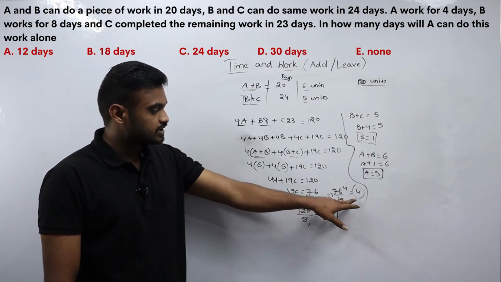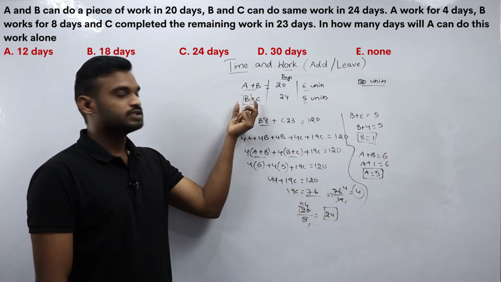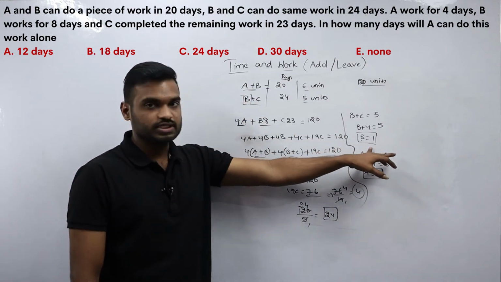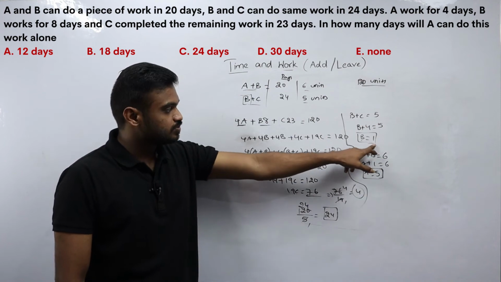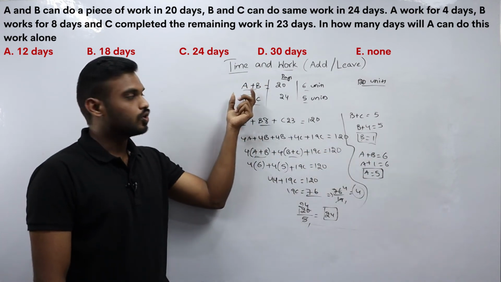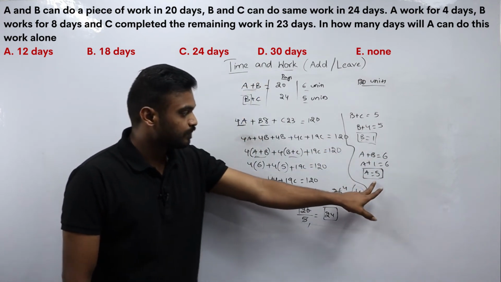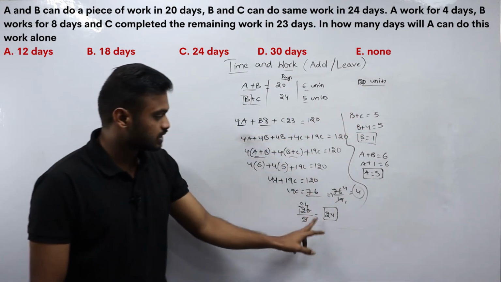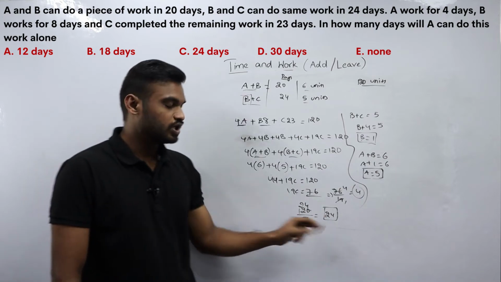Now if I substitute this C equal to 4 units in B plus C, I will come to know the efficiency of B. Now B's efficiency is 1 unit. If I substitute B's efficiency in A plus B, I will come to know A's efficiency, that is 5 units. Now to complete this 120 units, A totally takes 120 by 5, that is 24 days.